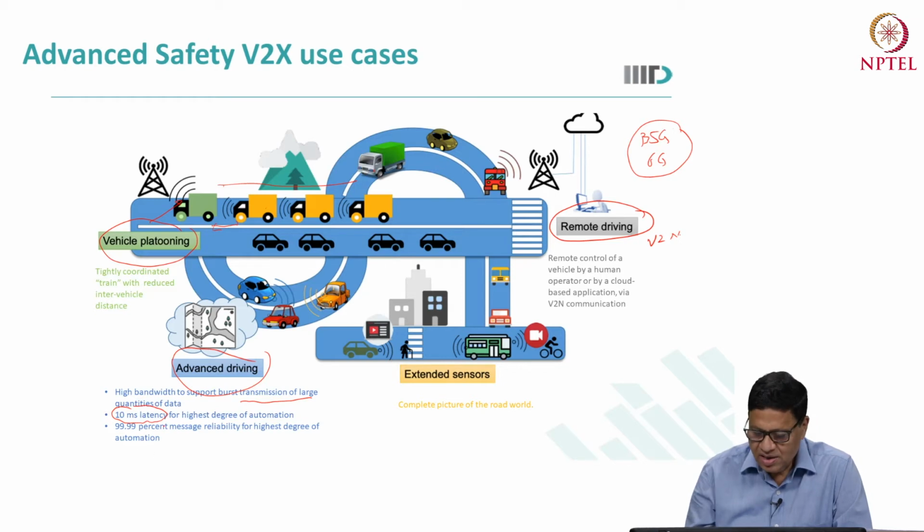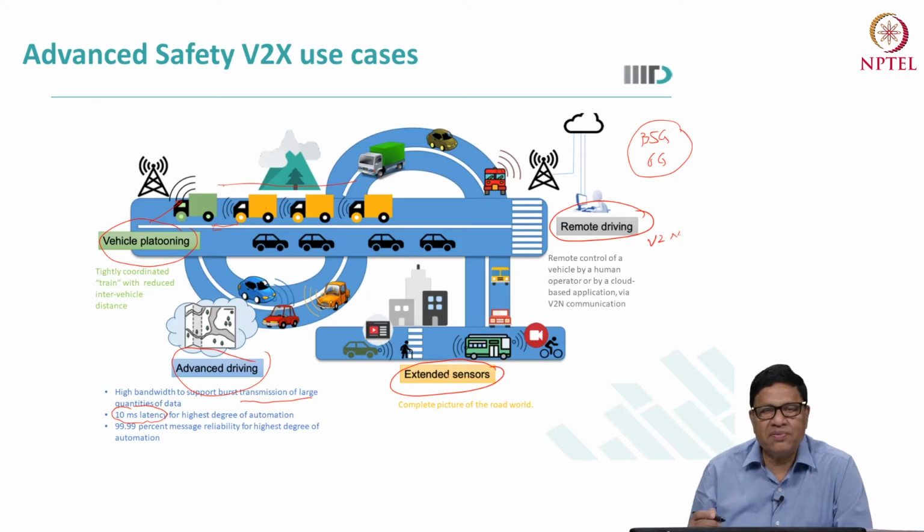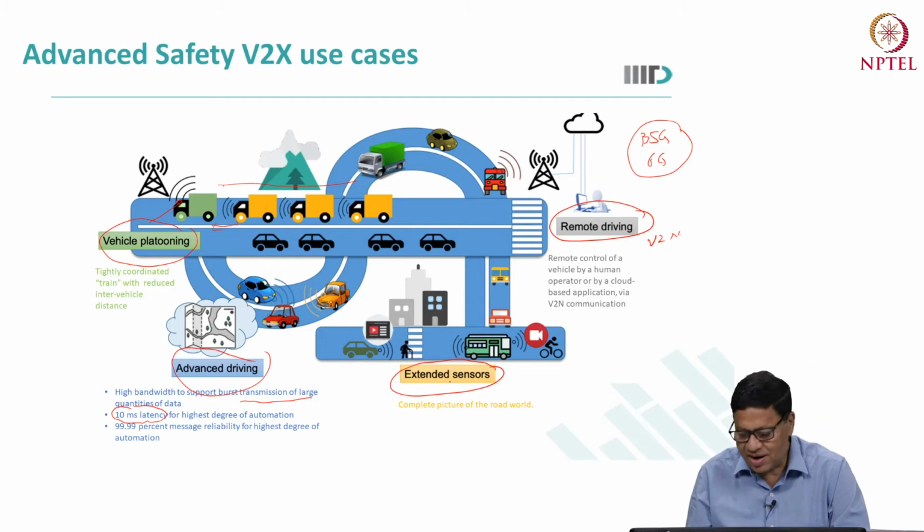That is a requirement. The other use case is the use of extended sensors. So you have more than one sensor, so that you get a complete picture of the road around you, about the pedestrians, about the vehicles in front of you, about the vehicles which are behind you, or some of the vehicles which you cannot see with your eye. You are able to get a picture of that vehicle onto your dashboard by use of extended sensors. So these are some advanced applications, platooning or remote driving or advanced driving or extended sensors, which are becoming part of beyond 5G, 6G applications.